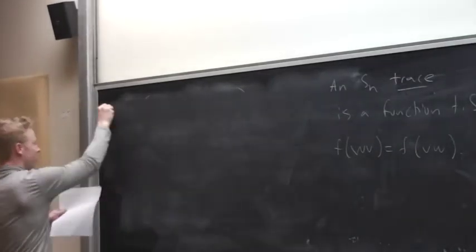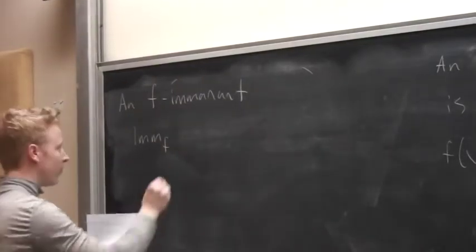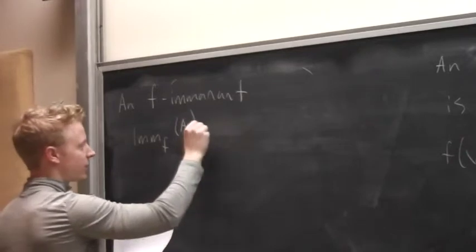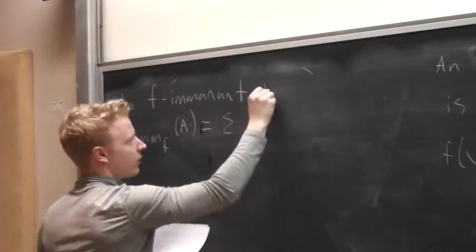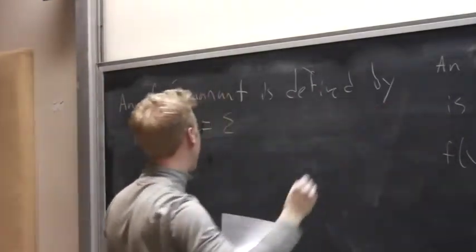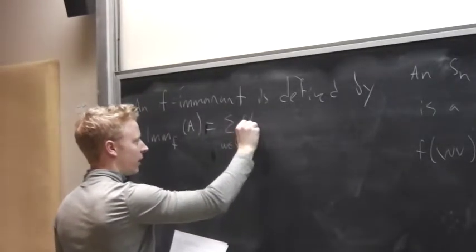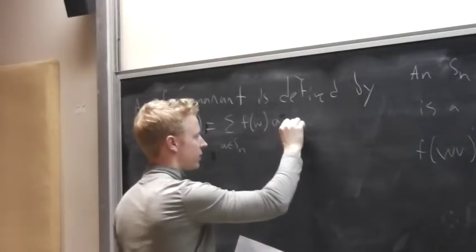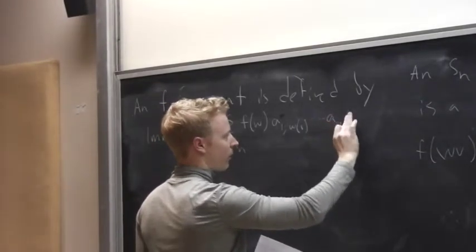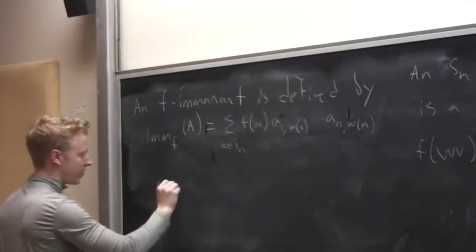So an immanent, like an f-immanent, is a function from matrices to complex numbers, defined by: we're going to take the sum over the symmetric group of f of the group element times the product of entries of the matrix given by this expression. So here A is an n by n complex matrix.